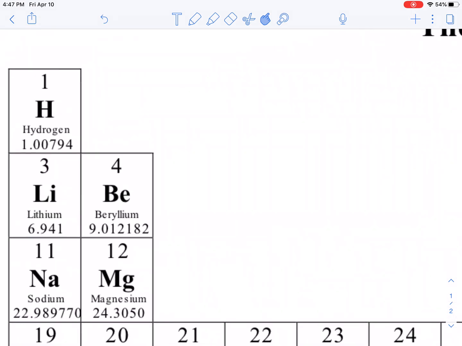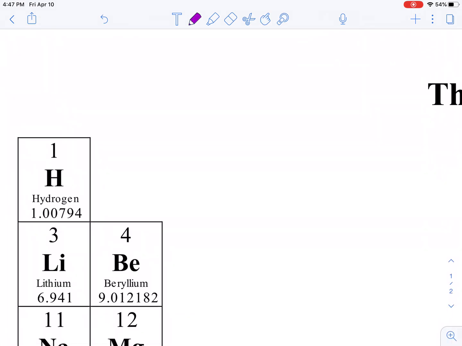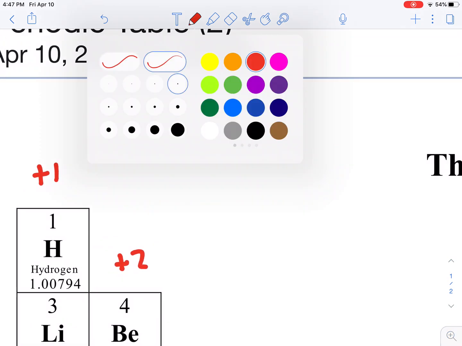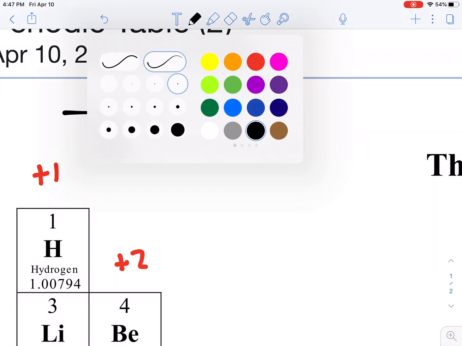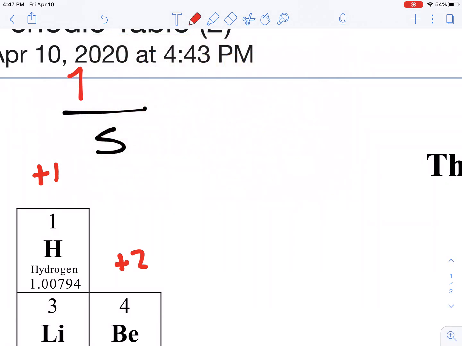Similarly, on the right-hand side, we know that the first column is going to be +1. The second column is going to be +2. And as a reminder, we can predict why that is, right? If we look at the S sublevel, the first column is going to have 1 valence electron. So how many does it want to get rid of to get back down to a full valence shell? Well, it wants to get rid of 1. That's why it's +1. The second column has 2 valence electrons. How many does it want to get rid of to get down to the next valence shell? It wants to get rid of 2. That's why it's +2, right? So there's logic behind the ions that they're making.